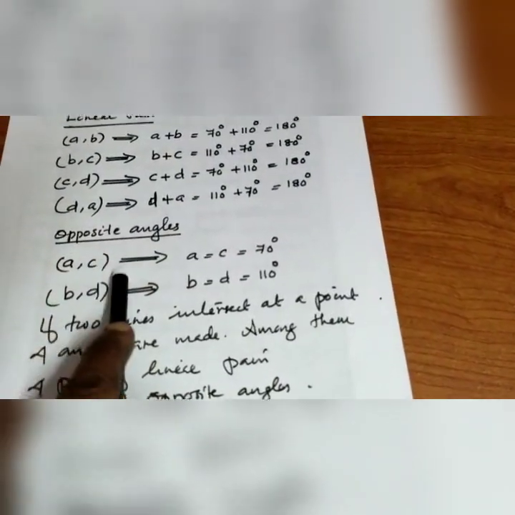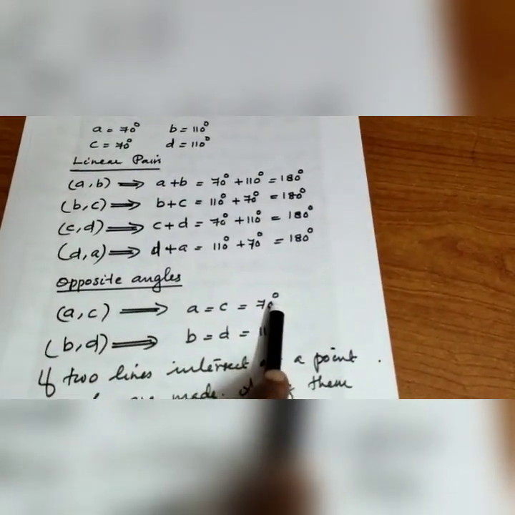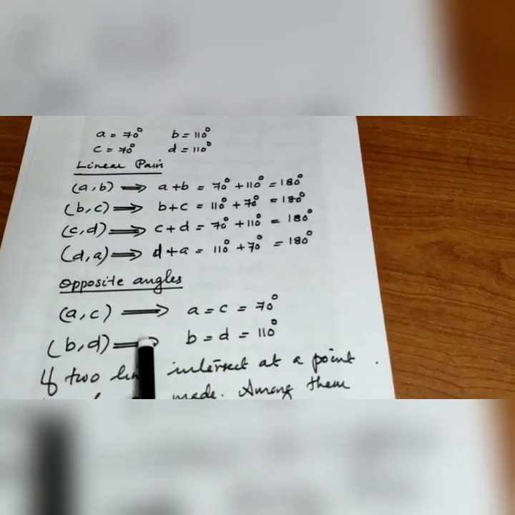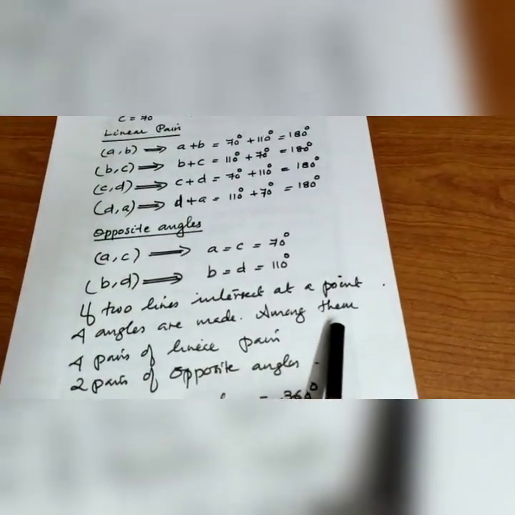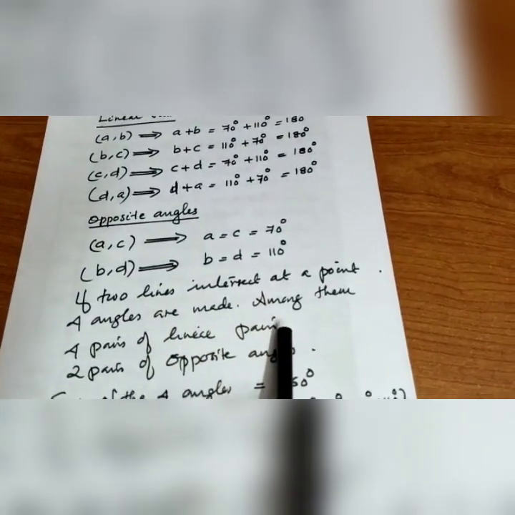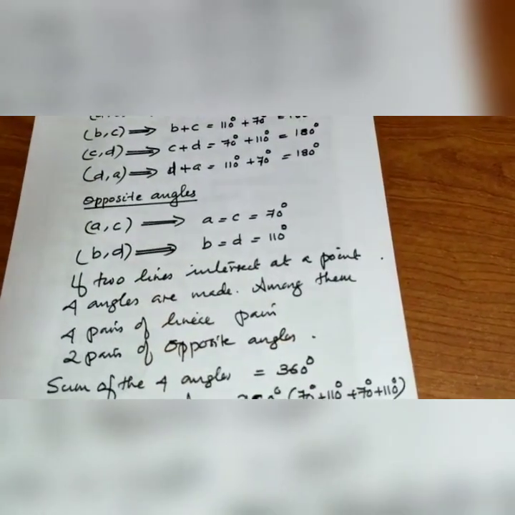Opposite angles A and C, that is A equal to C equal to 70 degree. B and D are the other pair of opposite angles. Then B is equal to D equal to 110 degree. If 2 lines intersect at a point, 4 angles are made. Among them 4 pairs of linear pairs and 2 pairs of opposite angles.